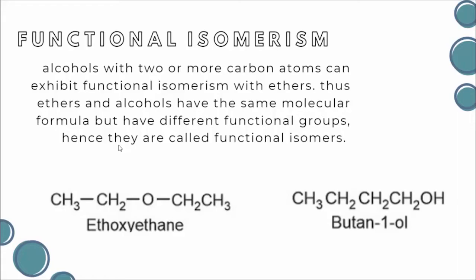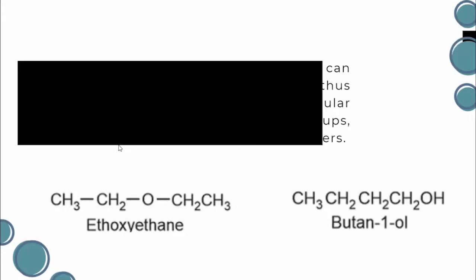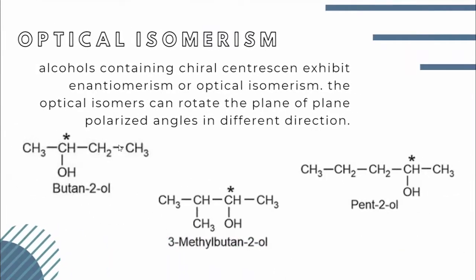Functional isomerism. Alcohols with 2 or more carbon atoms can exhibit functional isomerism with ethers. Thus, ethers and alcohols have the same molecular formula but have different functional groups. Hence, they are called functional isomers. The last one is optical isomerism. Alcohols containing a chiral center exhibit enantiomerism or optical isomerism. The optical isomers can rotate the plane of plane-polarized light in different directions.